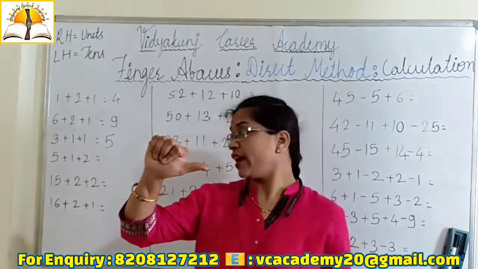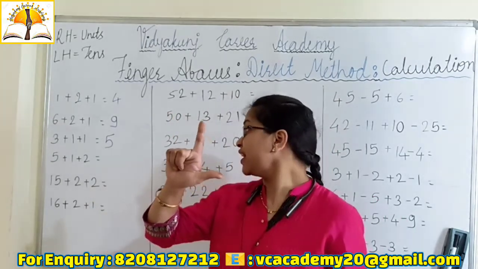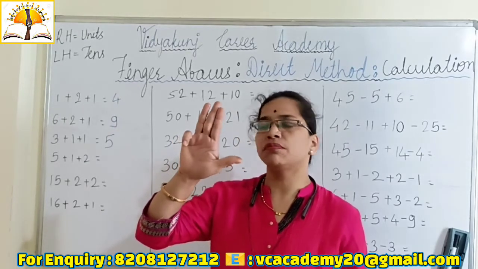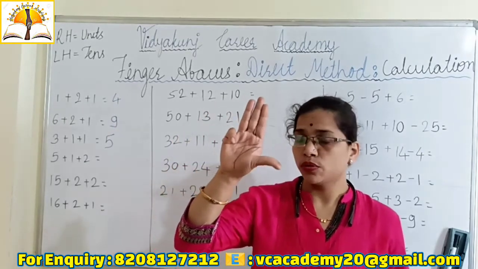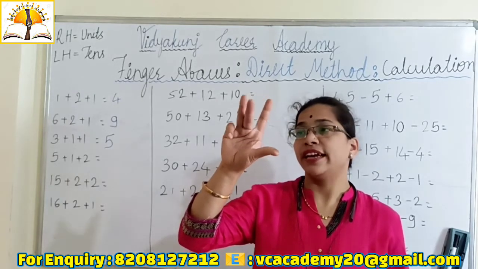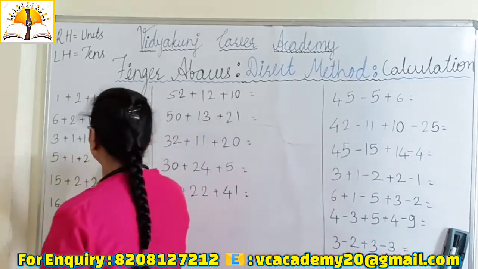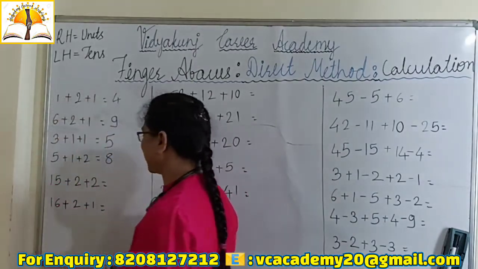Okay, 5. Next number 1, so 6. Then the next number 2: 1, 2. It means 7. See here: 5, 6, 7, 8. What is your answer? 8. Okay, this is our answer.